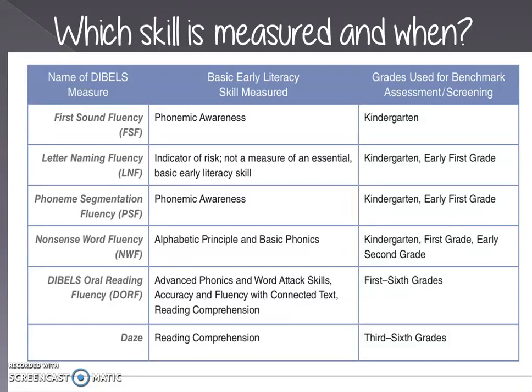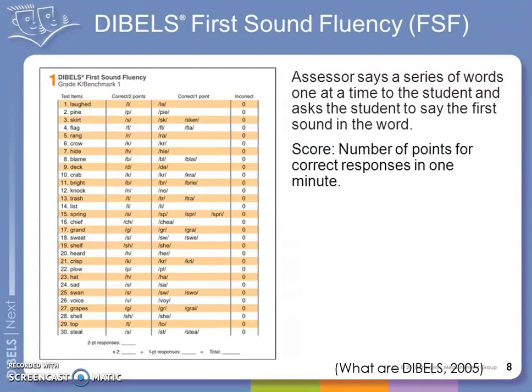So each type of test is given during a certain grade, and it's measuring a certain skill. For example, if we were measuring a student in the beginning of kindergarten, we would measure for first sounds fluency and letter naming fluency. DIBELS assesses the fundamental skills a child needs to be a successful reader. If we're looking at that kindergartner in the beginning of the year, we would use first sounds fluency. First sounds fluency assesses the ability of a child to hear the sounds in a spoken word.